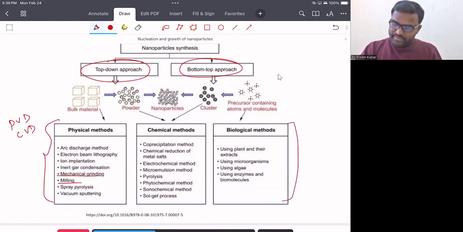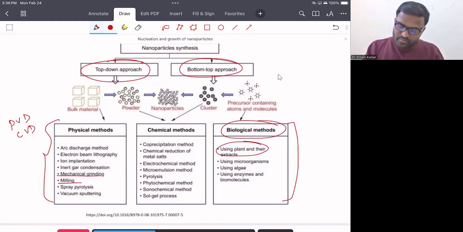We also learned biological methods of nanomaterial synthesis. So we understood the biological entities, bacteria, enzymes, and algae or yeast, and how those biological systems can synthesize nanomaterials. And then further, we studied the use of plants and plant extracts for nanomaterial synthesis.